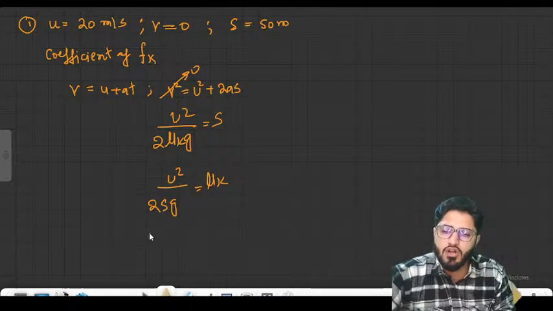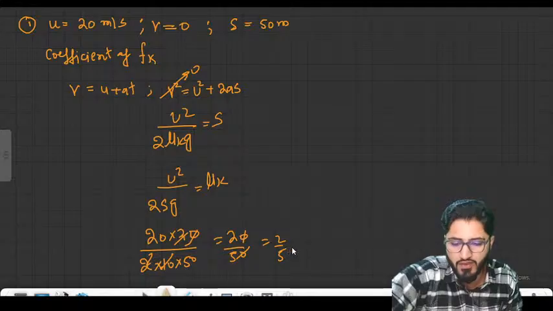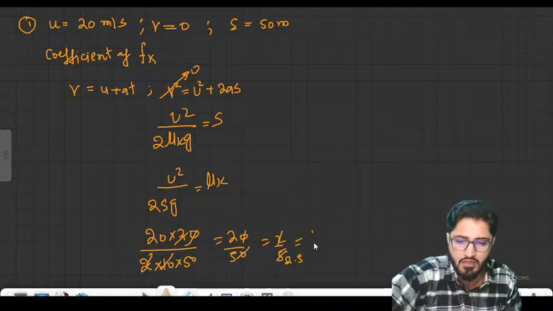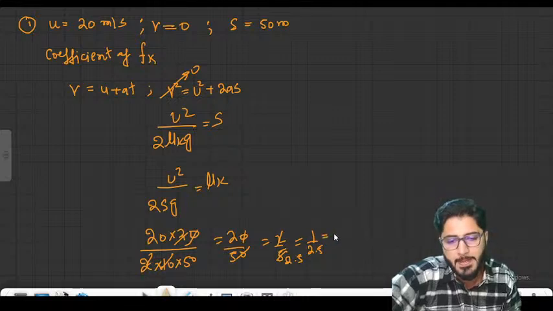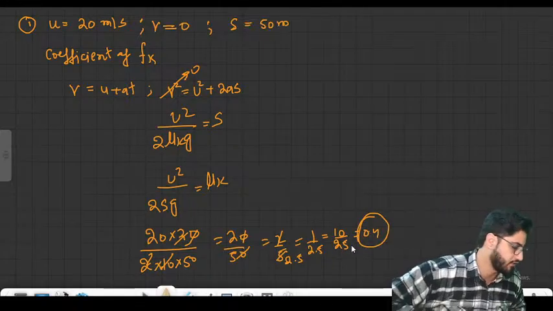U is how much? It is 20. So 20 multiplied by 20 divided by 2 into 10 into 50. 10 cancels out, 2 cancels out. My answer is 20 by 50, which is 2 by 5, right? Or you can write it as 10 by 25, 0.4. My answer is 0.4.